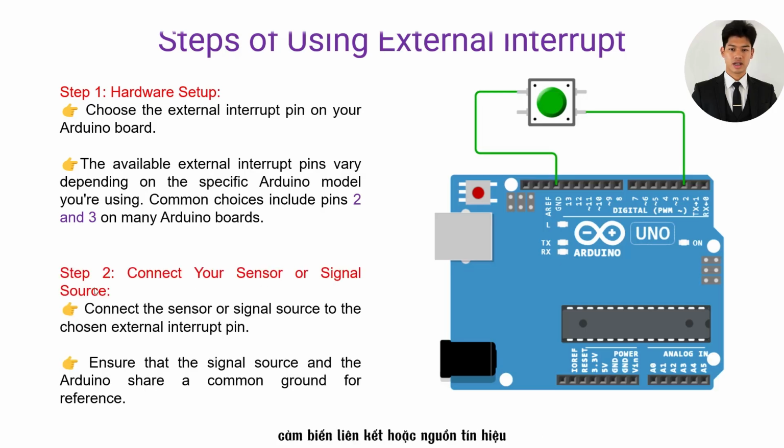The second step is to connect the sensor or signal source. In this case, we're using a digital switch. There is a push switch for our interrupt triggering. So we will connect the sensor or signal source to the chosen external interrupt pin. In our case, we are using pin 2, and we need to ensure the signal source and the Arduino share a common ground for the reference, and that also has been done here, as we are taking ground in the switch itself.